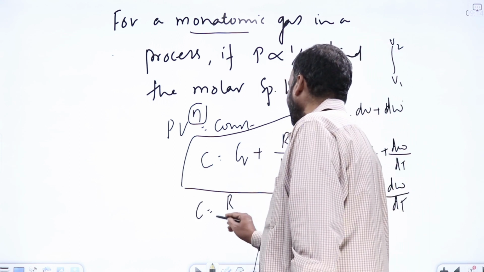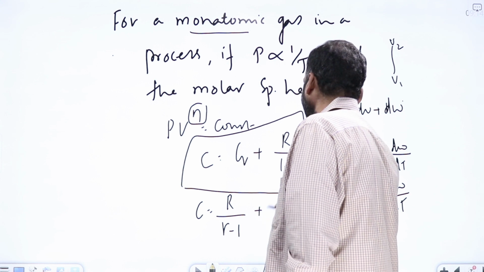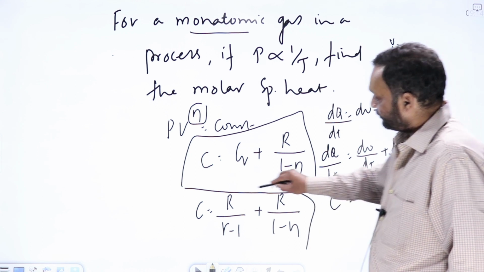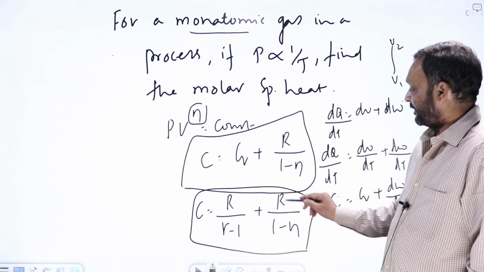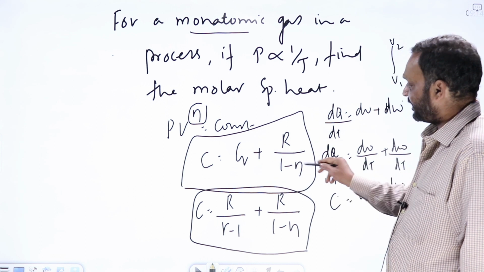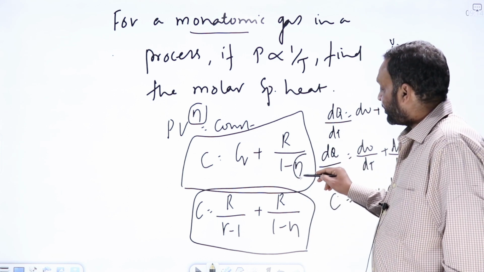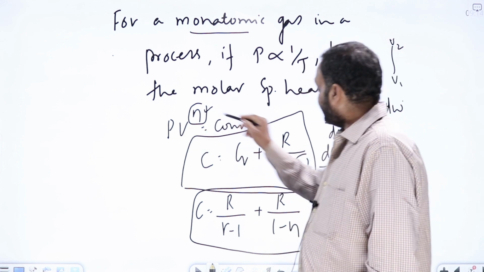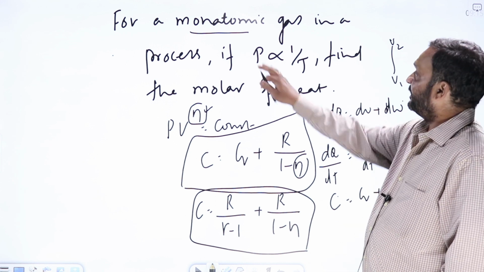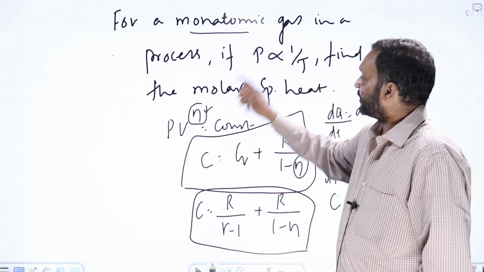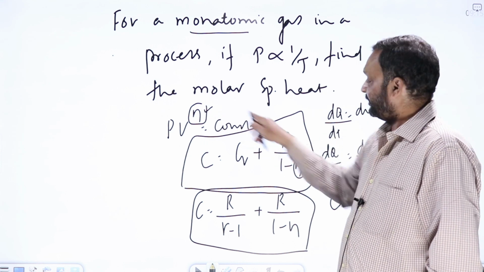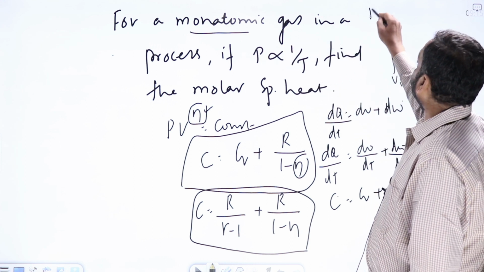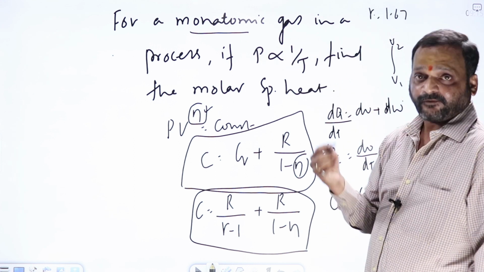What is Cv? Cv is equal to R by gamma minus 1, the general expression we have seen earlier. So plus R by 1 minus n. Remember or memorize this formula: C equal to R by gamma minus 1 plus R by 1 minus n, or Cv plus R by 1 minus n, where n is the polytropic exponent, the value in the relation PV to the power something. That something is nothing but our n here. For every process we have to try to put that process in this form PV to the power n, find out the n value and substitute here. Gamma value, monatomic gas is said. For monatomic gas, gamma equal to 1.67 is standard, or 5 by 3.